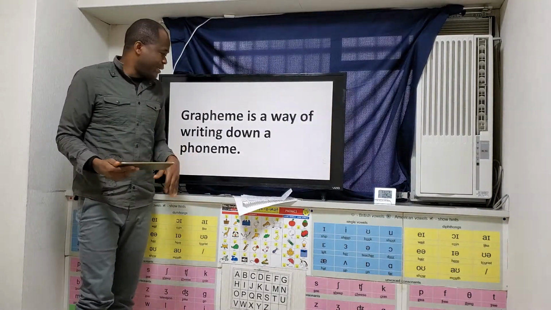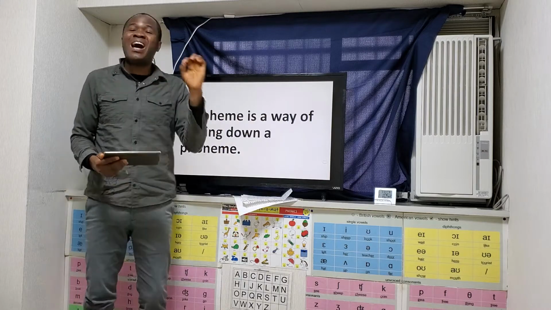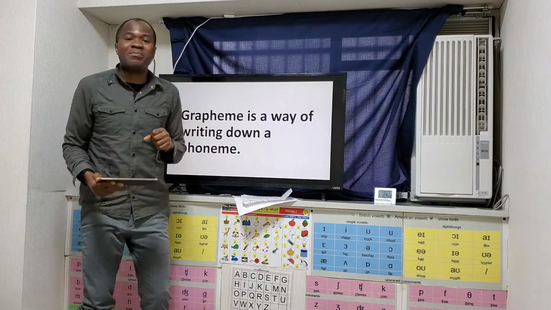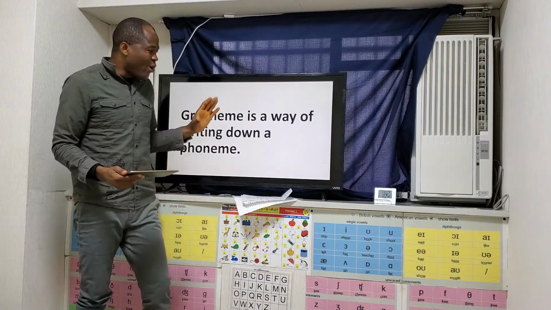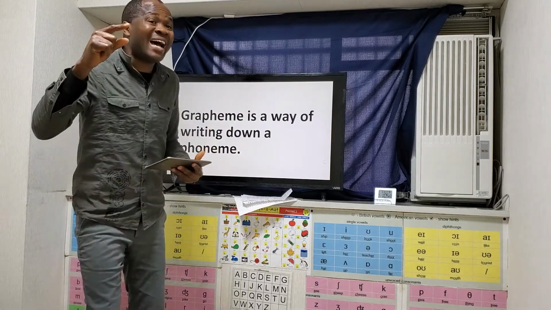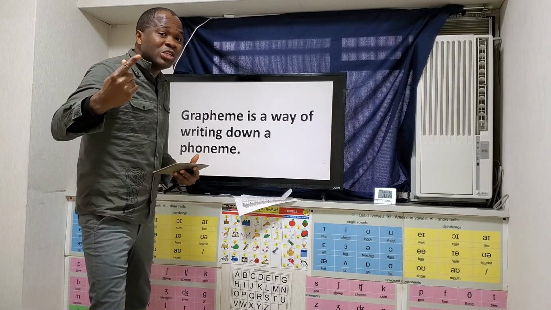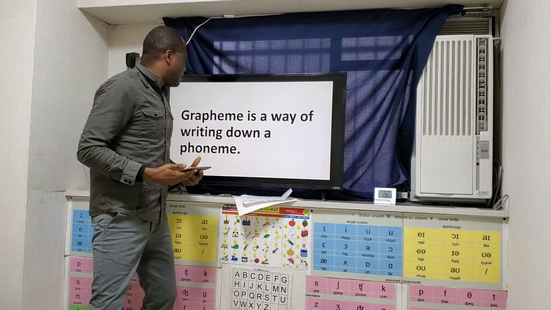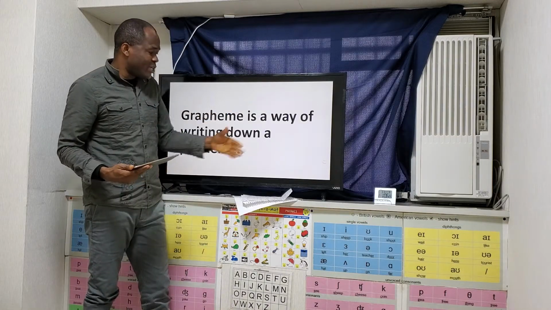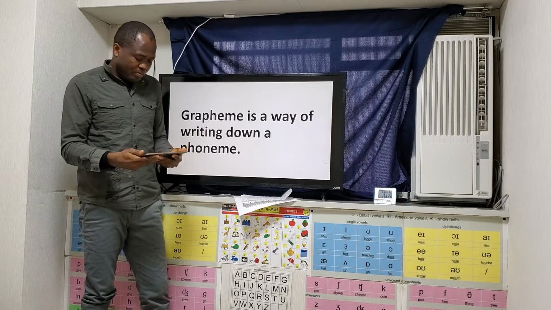I hope you understand very well. So a grapheme is a way of writing down a phoneme. When I say mat, I heard it, it was a sound. So I have to change the sound into what? Writing. And that's what I use, a graphic representation, M-A-T. And that becomes a grapheme.